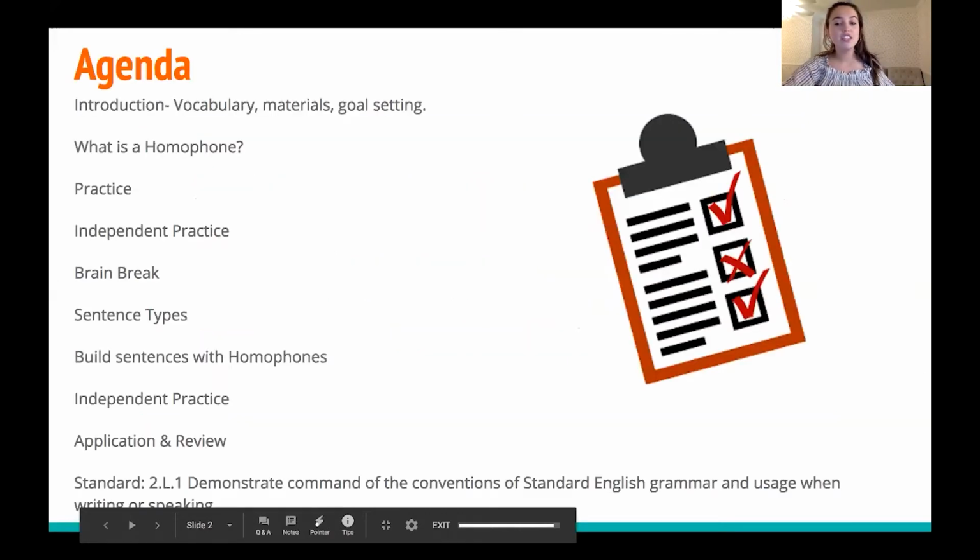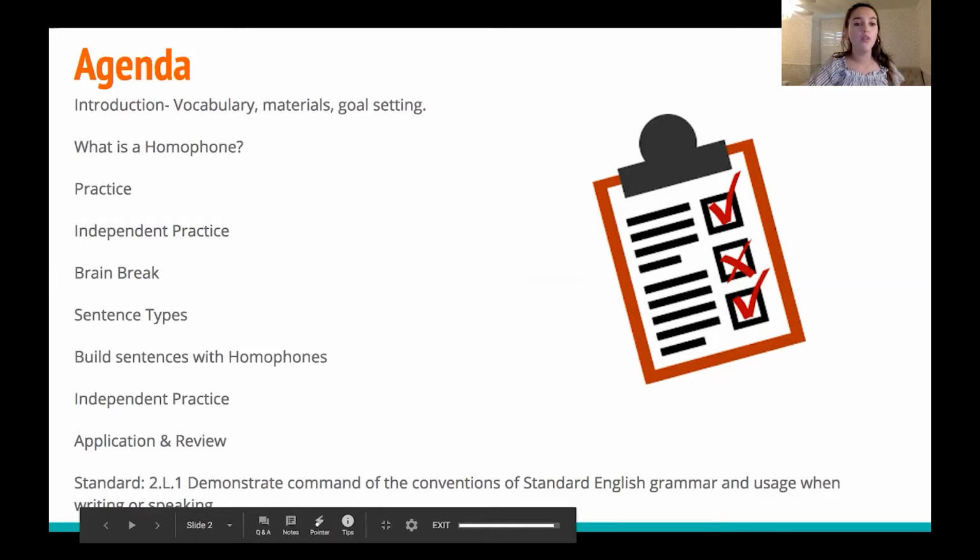All right, so this is just a little bit of an agenda for the day. We're going to do an introduction. I'm going to share some vocabulary words that will be helpful for you guys. I'm also going to let you know what materials you may need to do this lesson along with me. And we are also going to set a goal. I really like to set goals because I feel like it just helps us to keep focused and have something to look forward to. So we will be doing that.